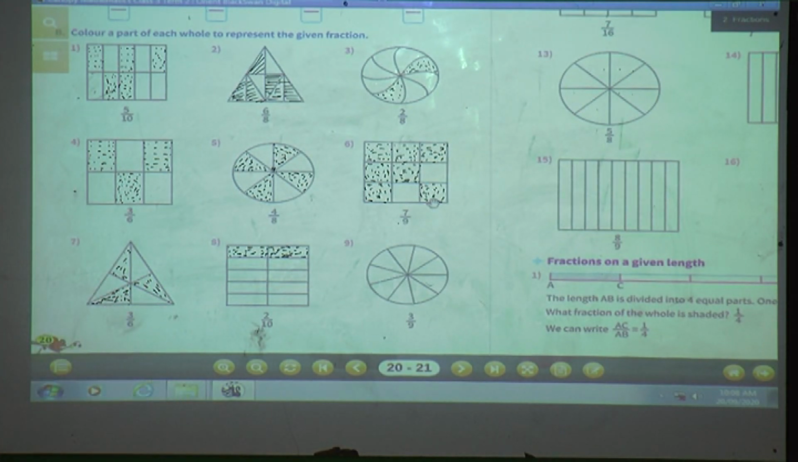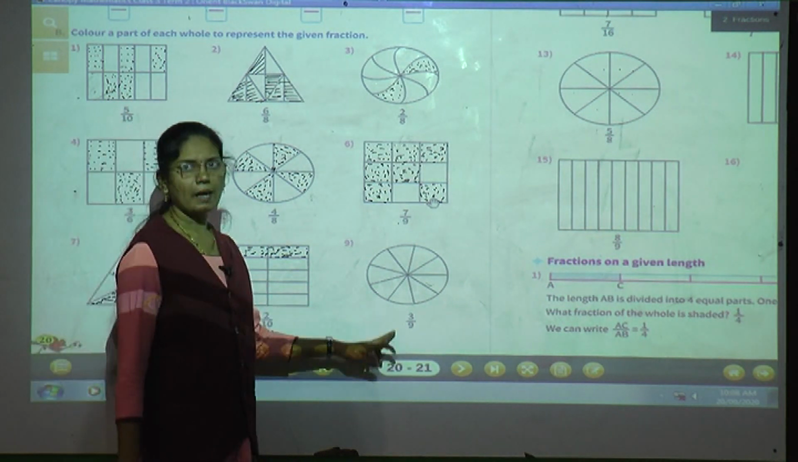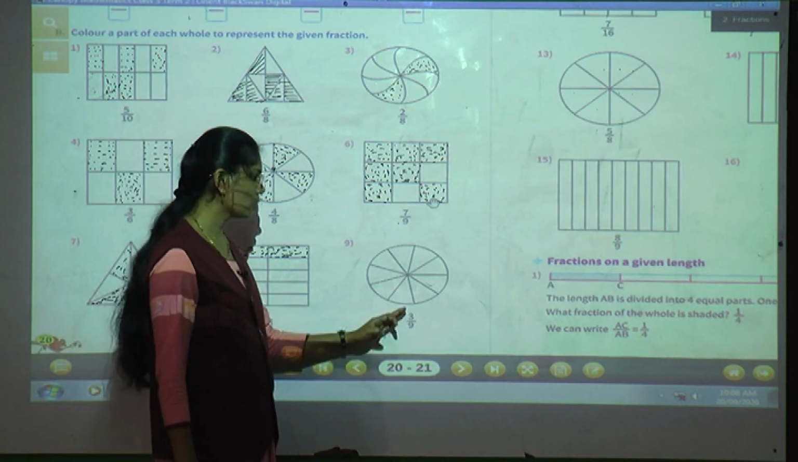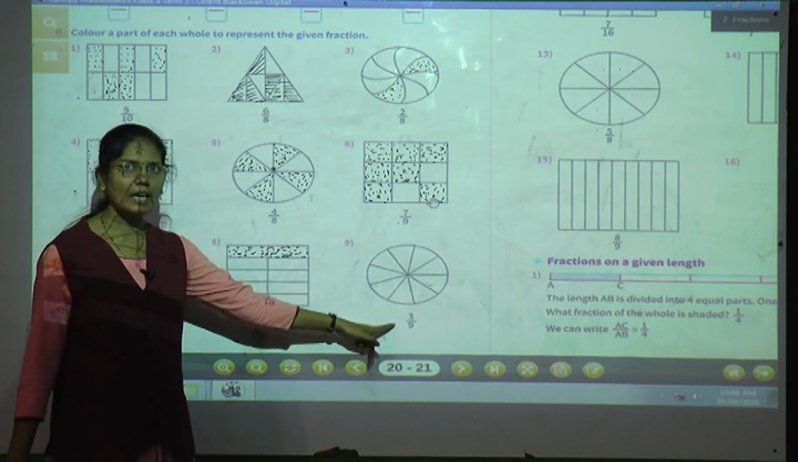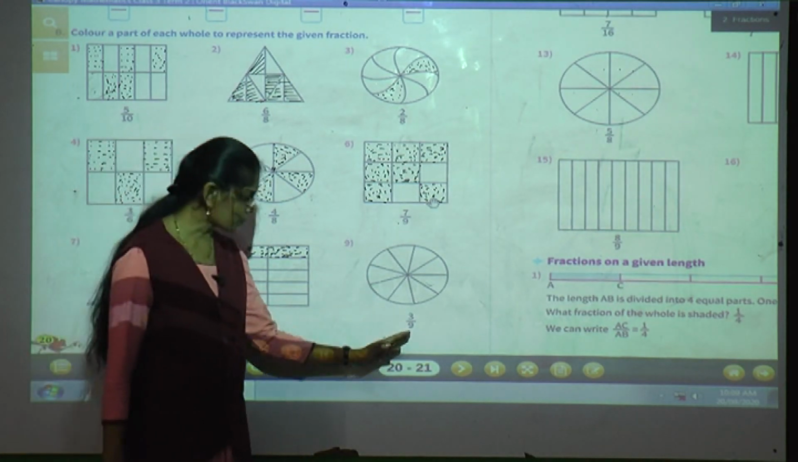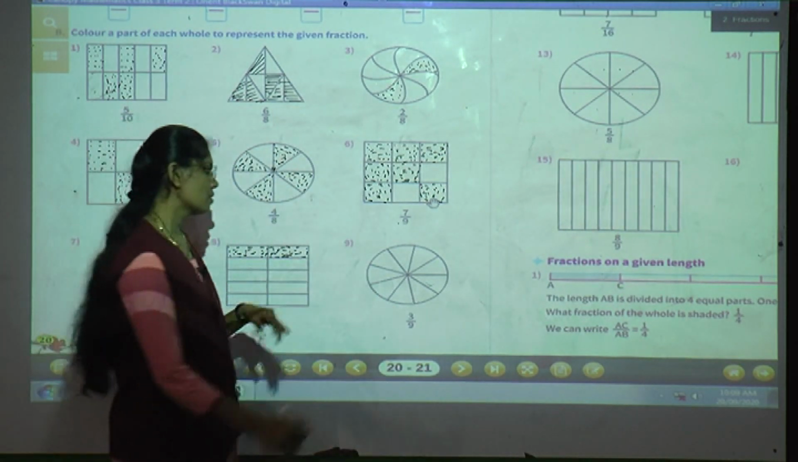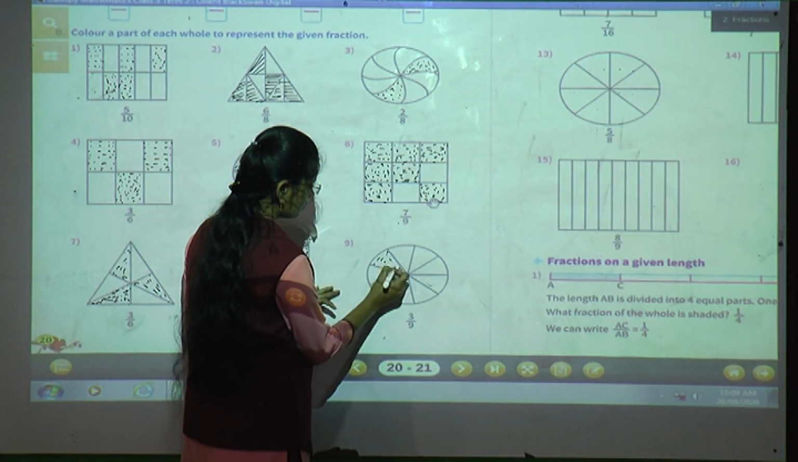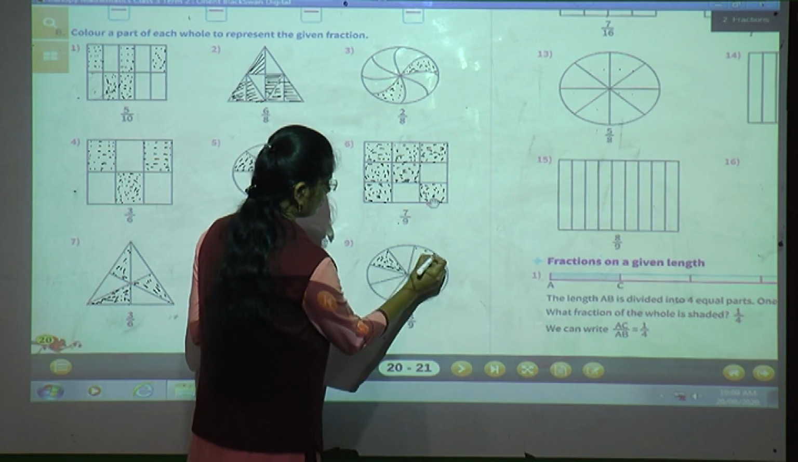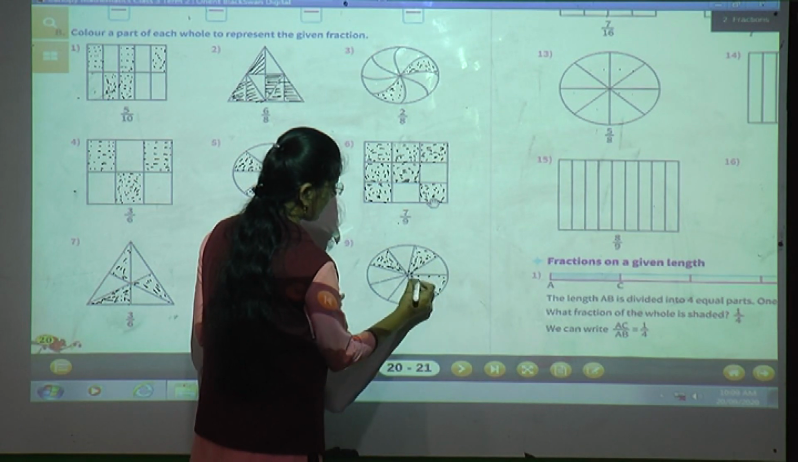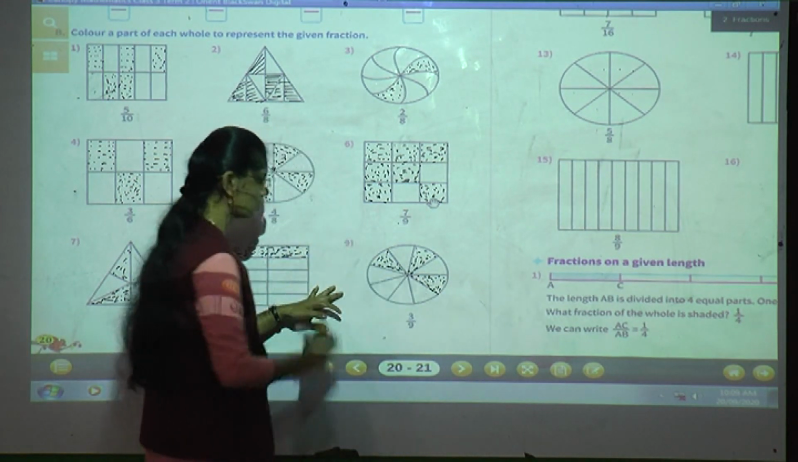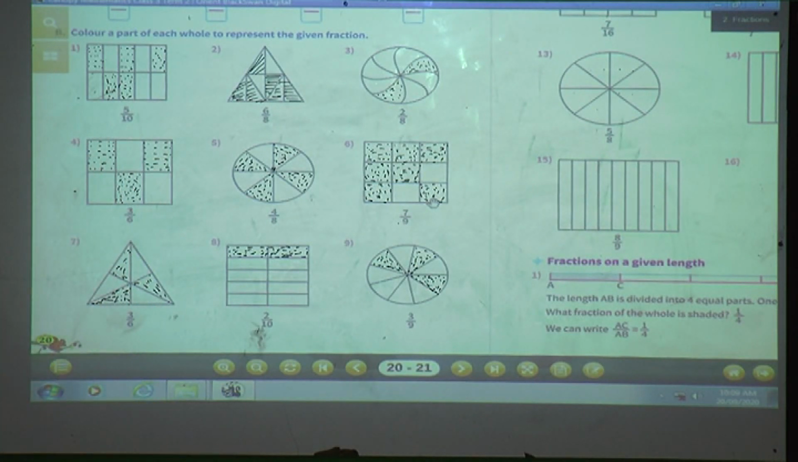See the next one, 9th one. Read the fraction 3 by 9. Now here total how many parts are there? There should be 9 parts because the fraction is 3 by 9. 9 equal parts should be there. And from that 9 parts we have to color 3 parts. So color 3 parts. With the help of pencil only you have to color any 3 parts. Don't use crayons. Okay. So here we have colored 3 parts. So this is the fraction 3 by 9. Okay. Clear this? Okay.